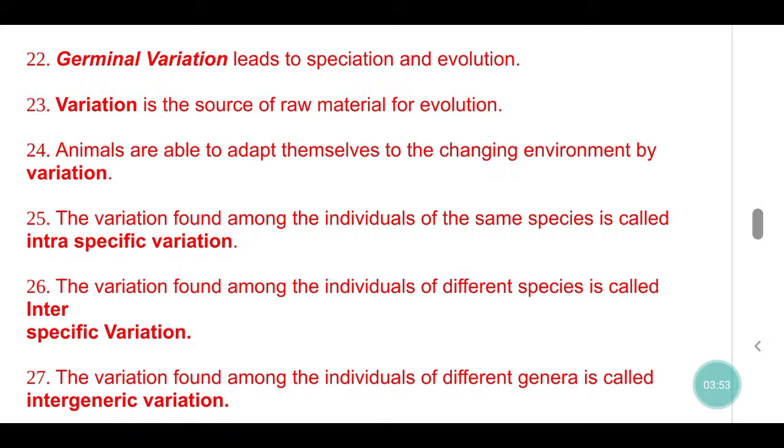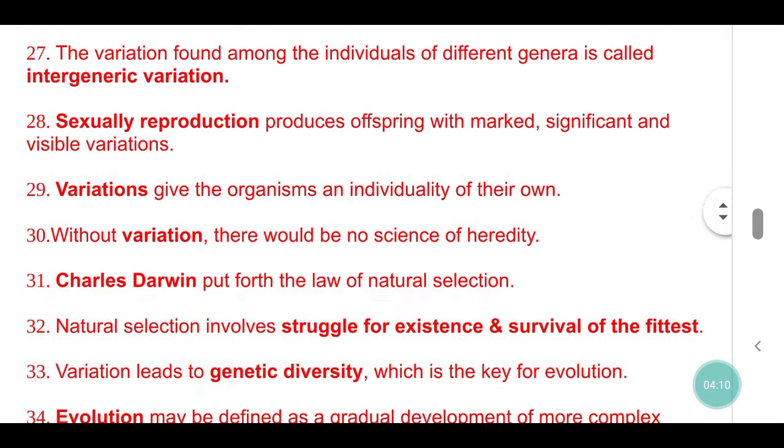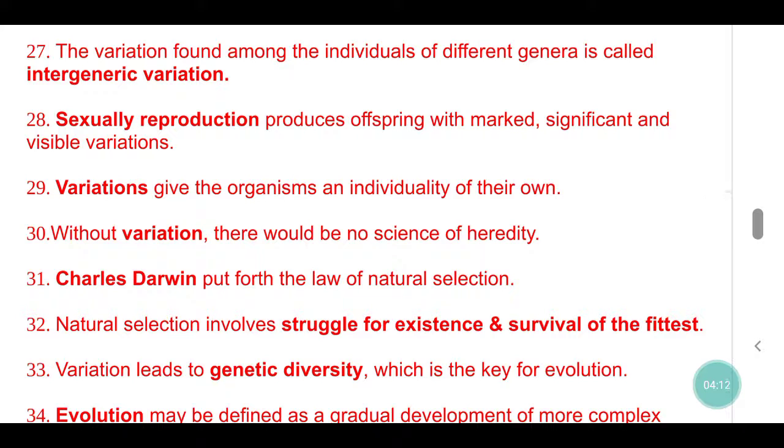The variation found among the individuals of the same species is called intraspecific variation. The variation found among the individuals of different species is called interspecific variation. The variation found among the individuals of different genera is called intergeneric variation.